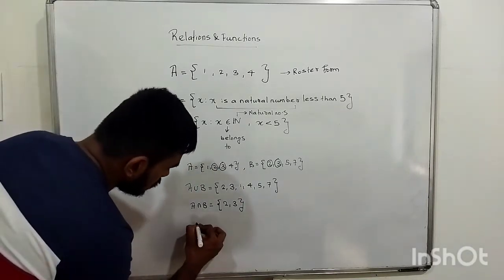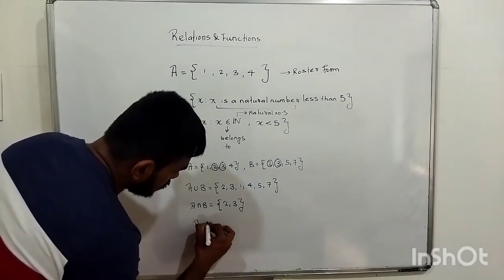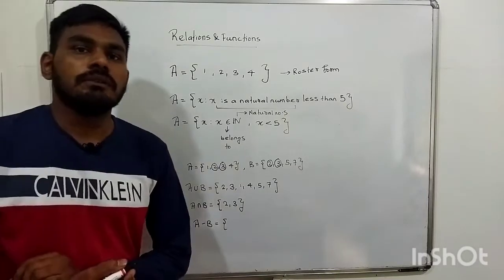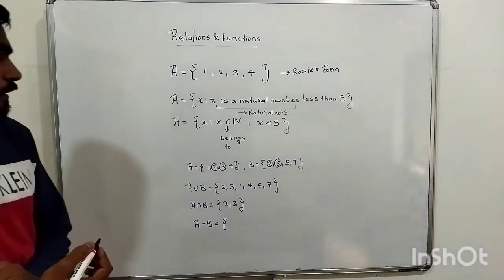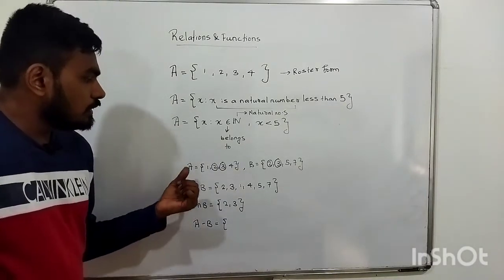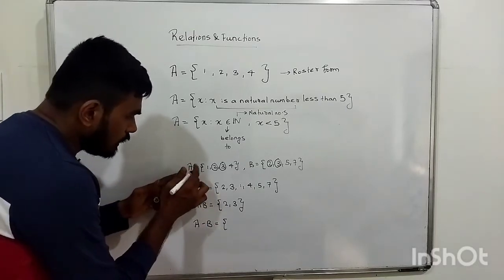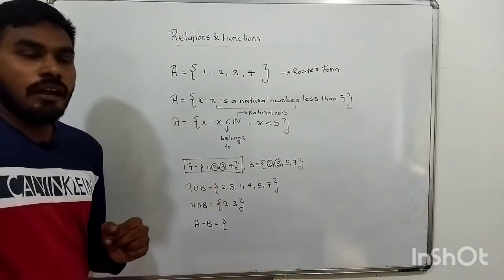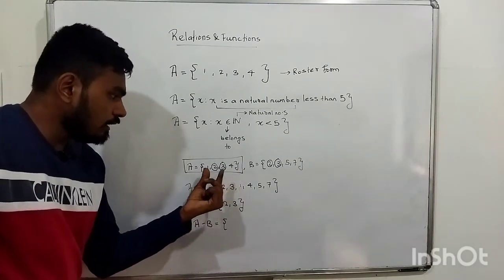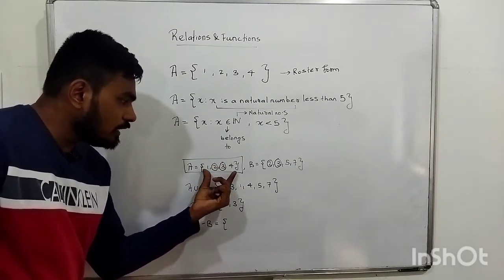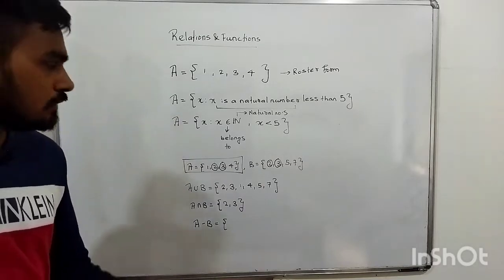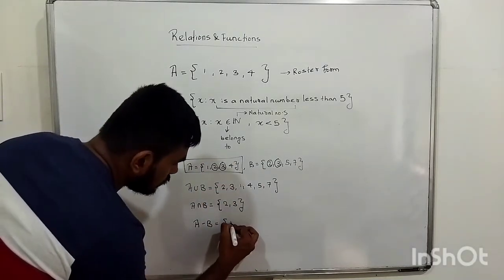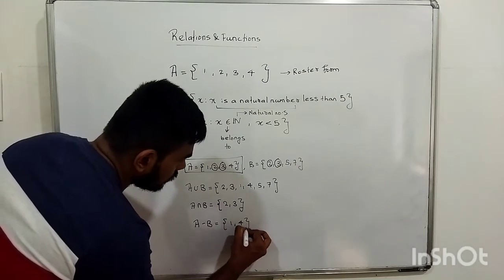Third one is difference, A difference B or A minus B. Okay. Here what do we do? A difference B. So for this we just look at the set A. Okay. And from the set A we remove the common elements and write the remaining elements. Okay. So from this set I am removing 2, 3 and writing the other elements. It is 1, 4. Okay.